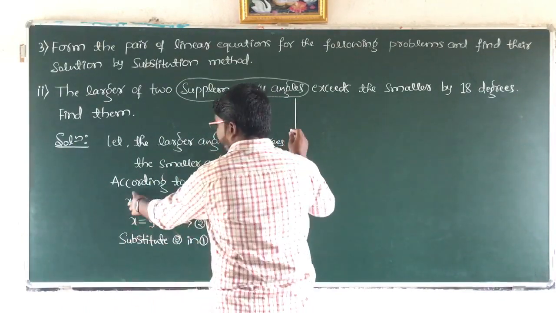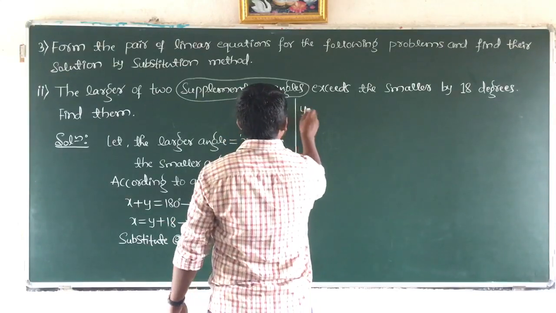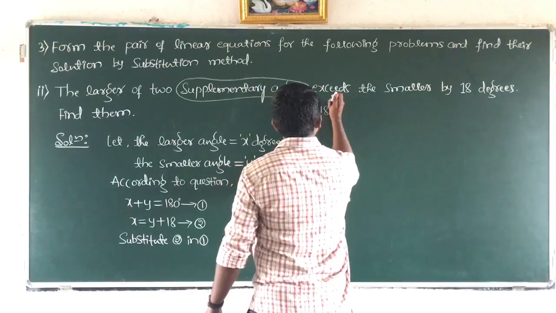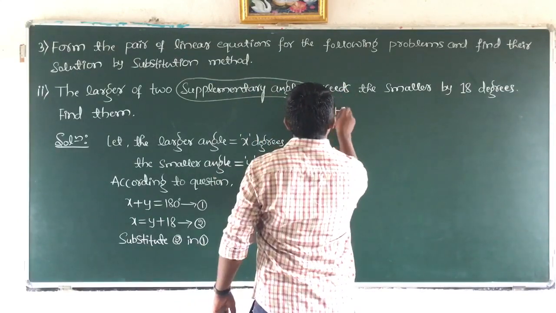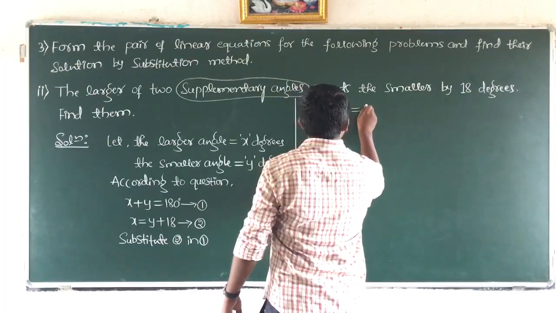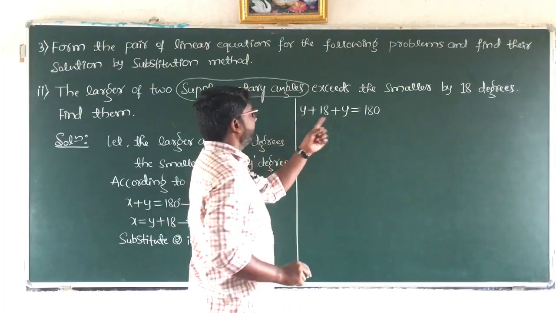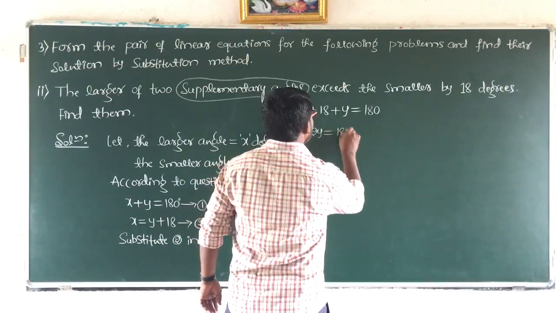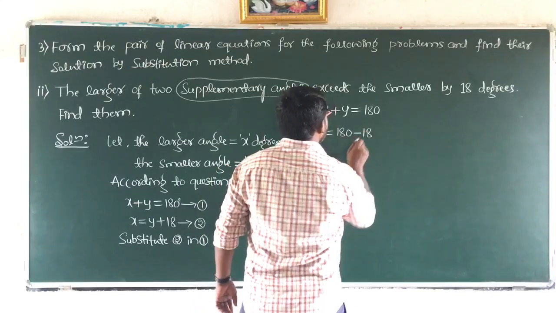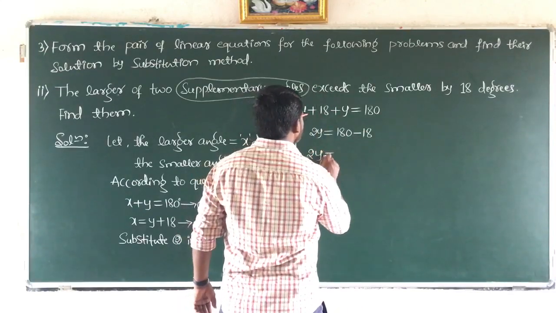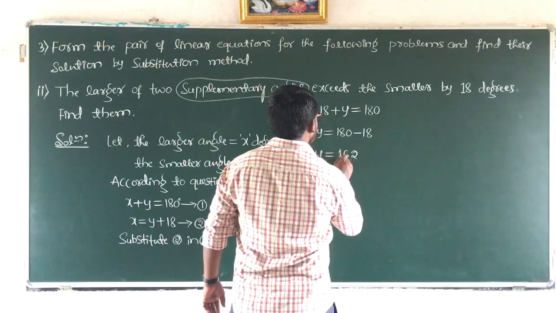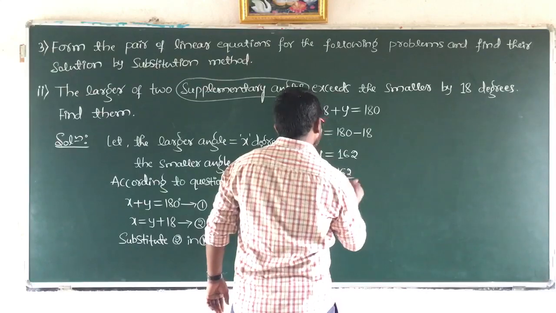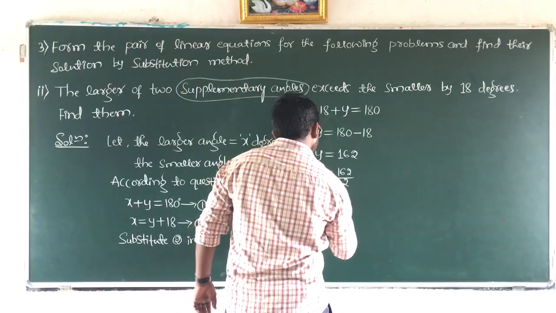Here in place of x I have to write y plus 18. So it is y plus 18 plus y equals 180. Now y plus y will be 2y, which equals 180 minus 18. So 2y equals 162. Now y equals 162 divided by 2. So y equals 81.